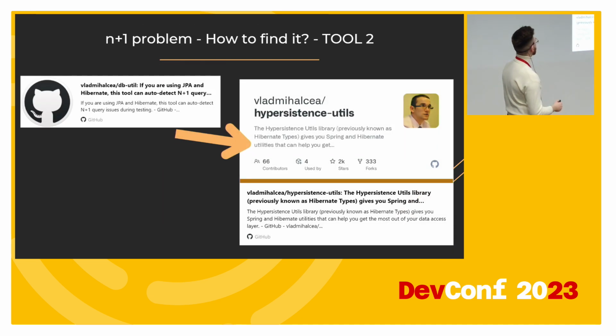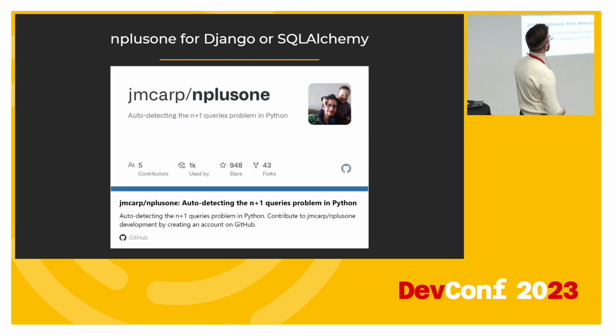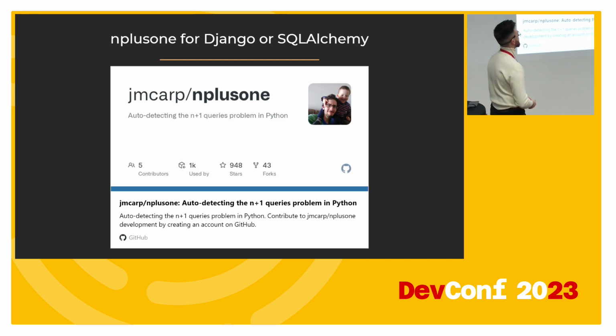Also, we have our friend Vlad. Vlad is a Java champion. Maybe you recognize him. He has many publications on Hibernate, and also a book about it. He blogs very often, so a good name to remember. He made some utils for Hibernate to track such problems. For SQL Alchemy, I found such a thing. So if you use Python and SQL Alchemy, you'll find something like that. For Django, I think there was also something.